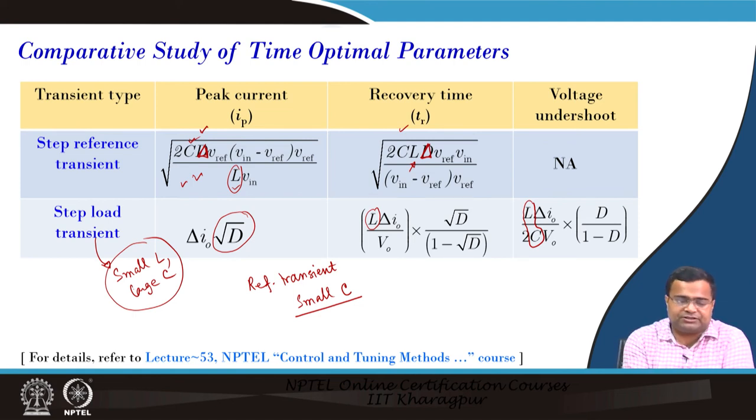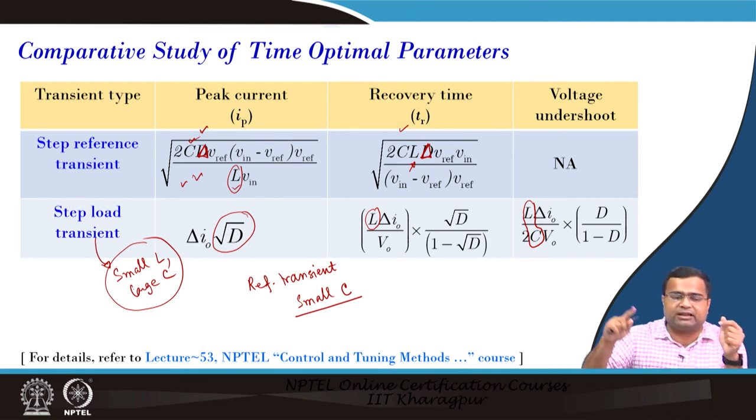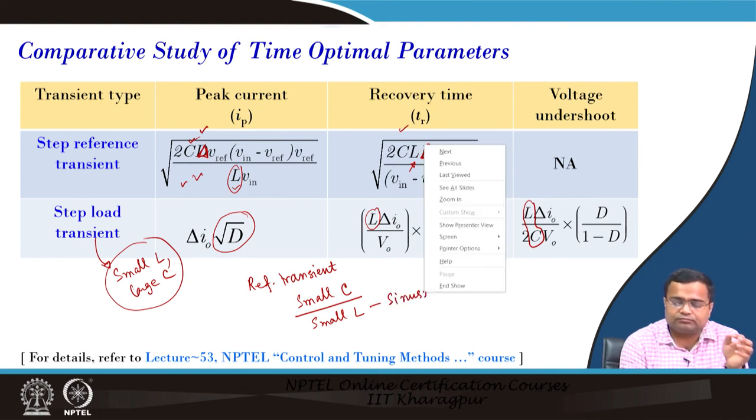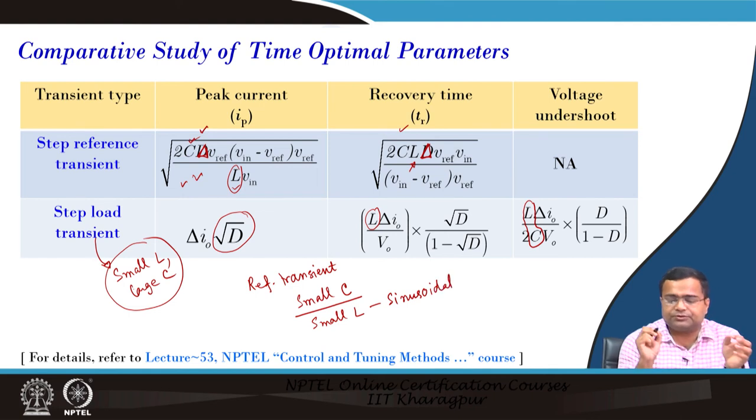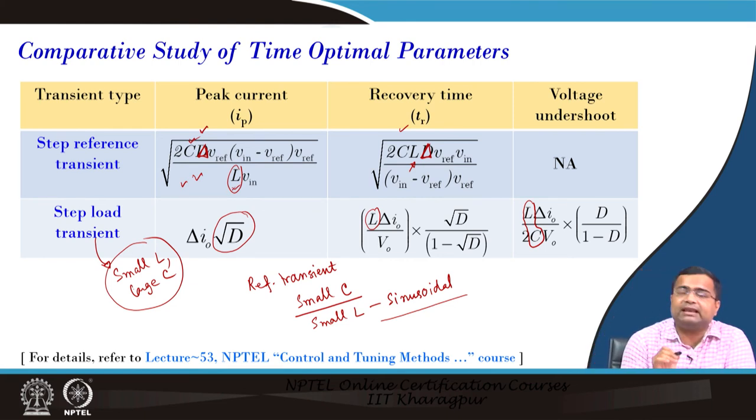But if we go for reference transient, the choice of inductor is something you have to be very careful about, because if you take a small L, the recovery time can be reduced or the bandwidth can be increased, but the peak current can be high. But if you are trying to track a sinusoidal reference, then it is desirable to have a small L also. This is for sinusoidal tracking, for sine wave tracking. But if you are going for reference step tracking, then a smaller L can lead to higher peak current. So, you have to be careful.